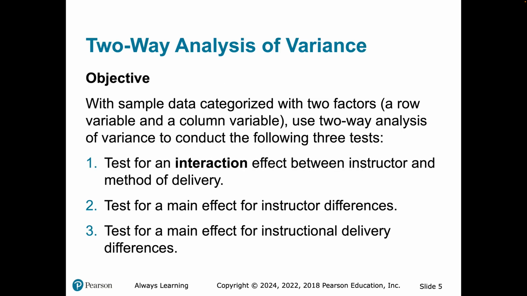So the objective: we have sample data categorized into two factors. We call it a row variable and a column variable. And so in this situation, we would test for the interaction effect. That's the primary importance, or our focus, I should say, in this test. And then we also test for the main effects across instructor and another main effect across instructional delivery differences.